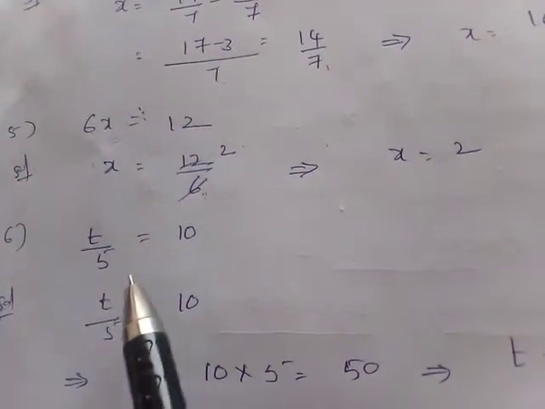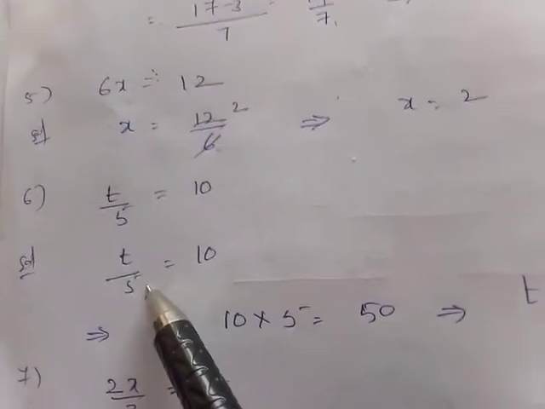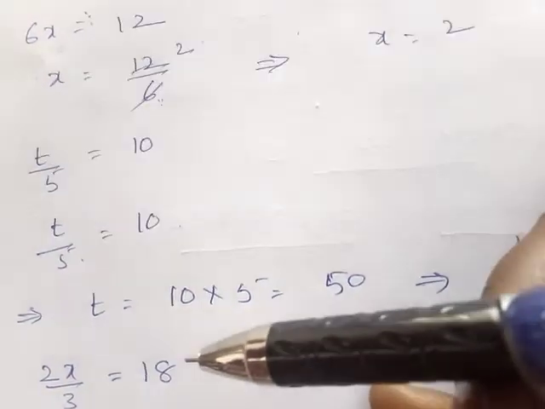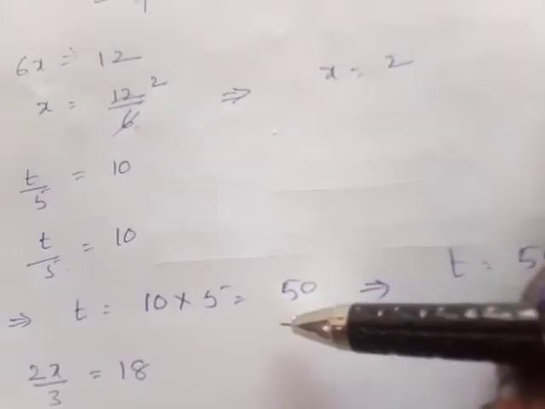Next, t by 5 is equal to 10. Here it is dividing. The given value is t by 5 is equal to 10. Here it is dividing. So dividing means what do we have to do? We have to multiply. When it comes to this side, it will multiply. So 10 into 5 is equal to 50. Therefore t is equal to 50.